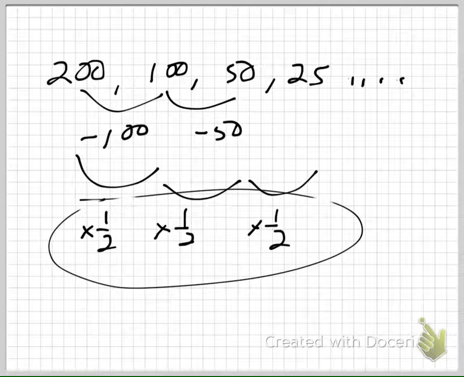Consistently multiplied, therefore that makes this geometric. It's that simple. Does that make sense? Test arithmetic first. Not consistent, fine. Test geometric. Now, what if I give you this?